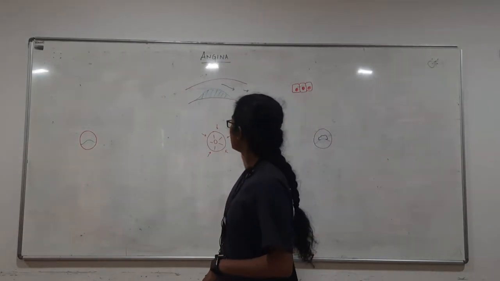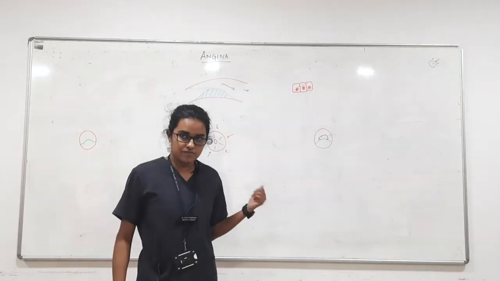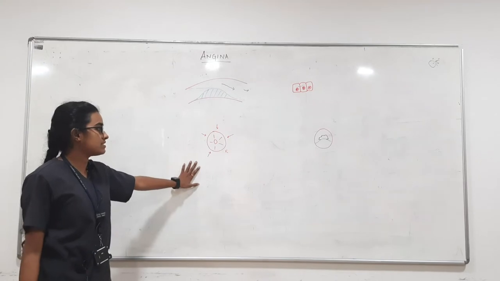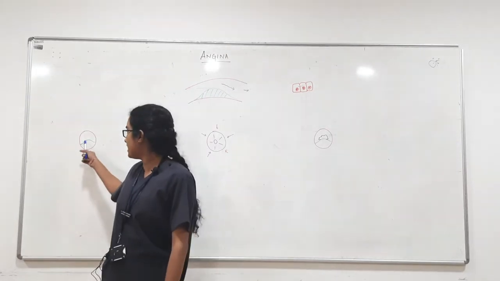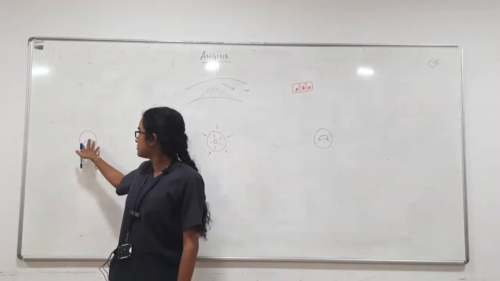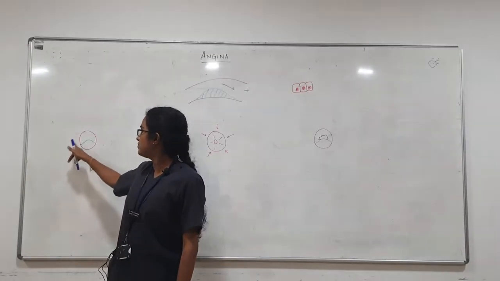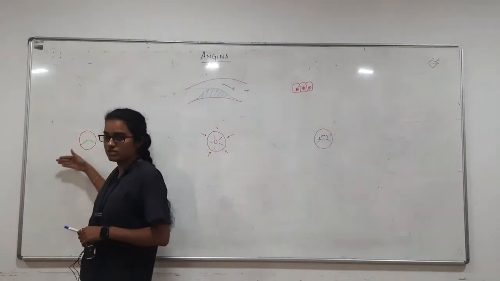Based on the decrease in the supply of oxygen, there are three types of angina: stable angina, Prinzmetal angina, and unstable angina. In stable angina, the plaque will be formed, and this plaque will be partially covering the blood vessels. So blood will be passing through the blood vessels. This is a transverse version, okay?